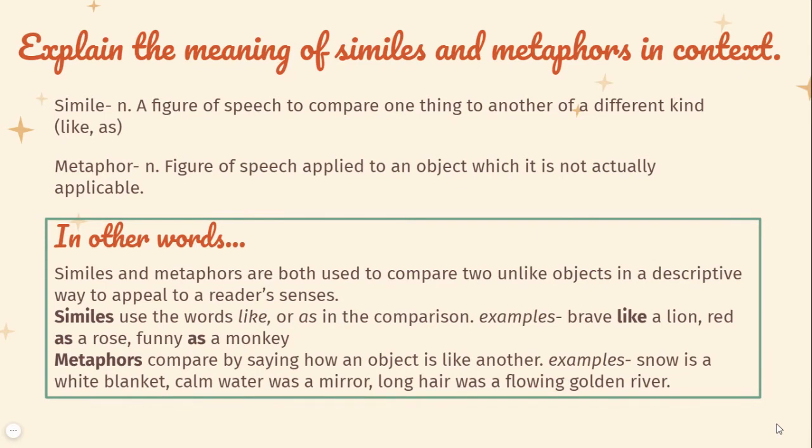Examples: brave like a lion, red as a rose, funny as a monkey. Metaphors compare by saying how an object is like another. Examples: snow is a white blanket. Calm water was a mirror. Long hair was a flowing golden river.